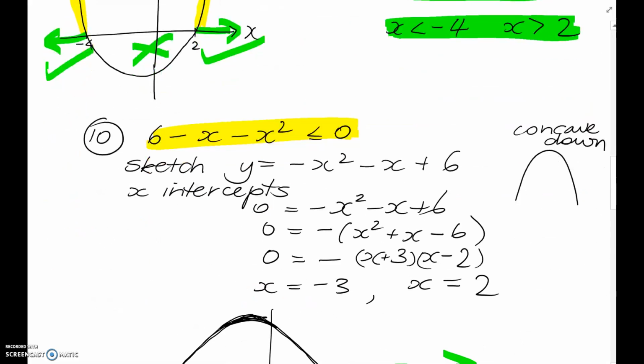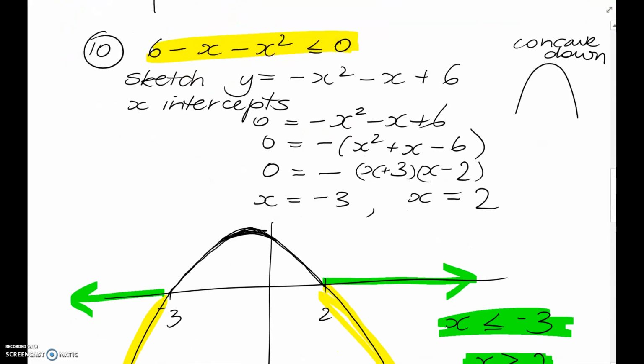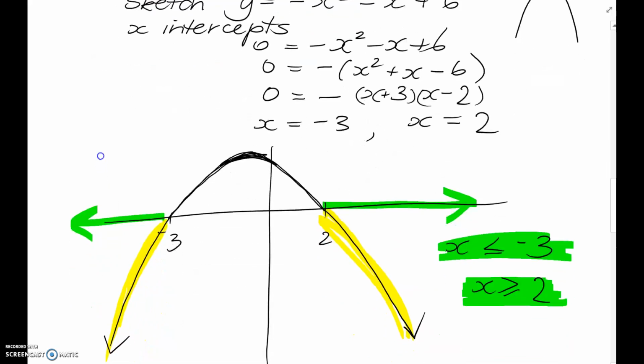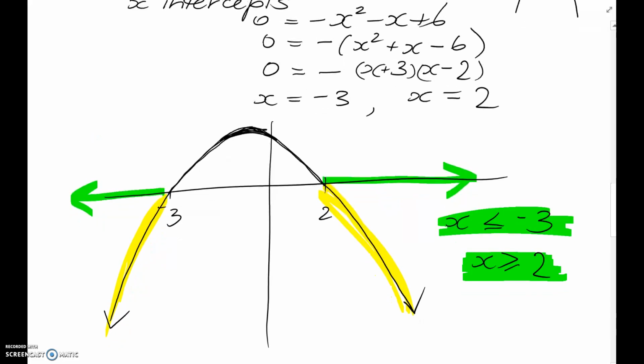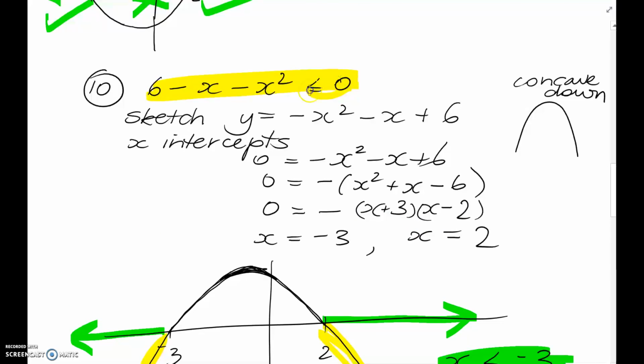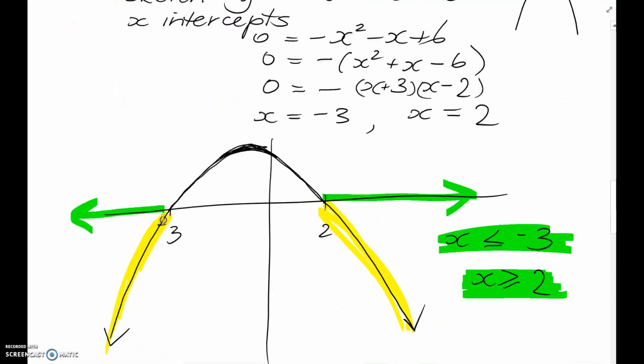Let's look at 10. So the associated parabola is going to be y equals minus x squared minus x plus 6. It's a concave down one. I find the x-intercepts as usual. They're minus 3 and 2. Then I see which part of that parabola is less than 0. That's what they want, less than 0. Well, there it is, all that bit under there and there. So which values of x actually produce that for me? Well, those values of x there and those ones there. So that gives me x has got to be less than or equal to minus 3, and x has got to be greater than or equal to 2.